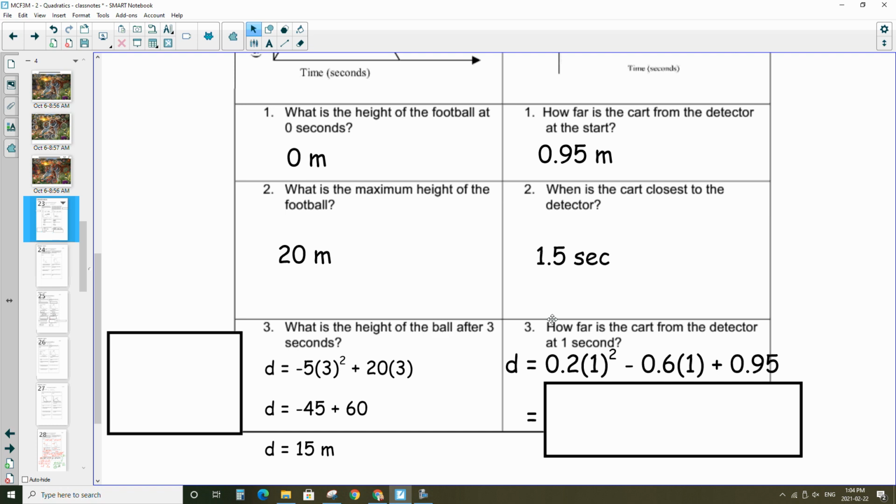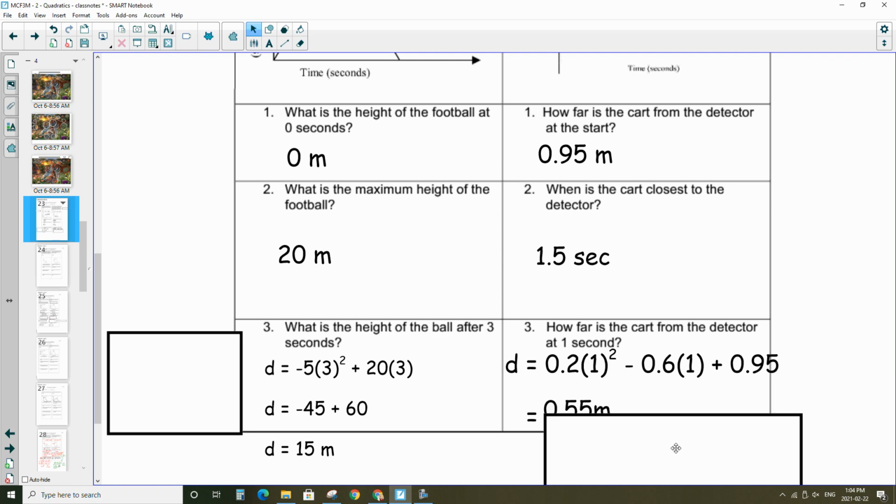You square the 1, multiply it by 0.2, and then subtract 1 times 0.6 and then add 0.95. And you should get 0.55 meters. Okay, so those are your example questions.